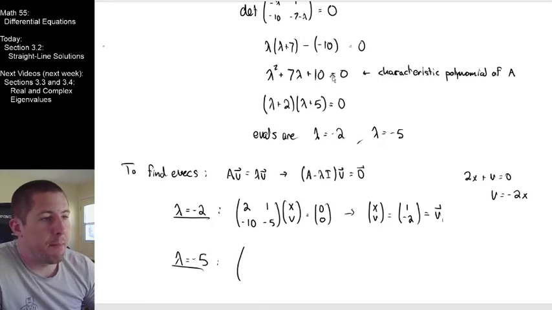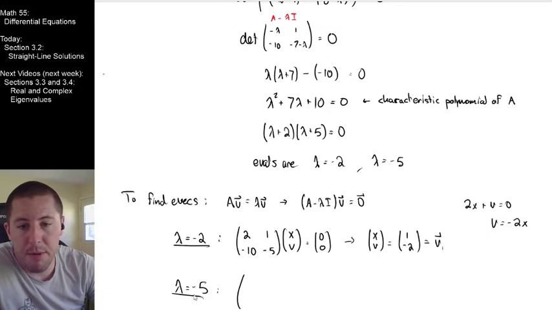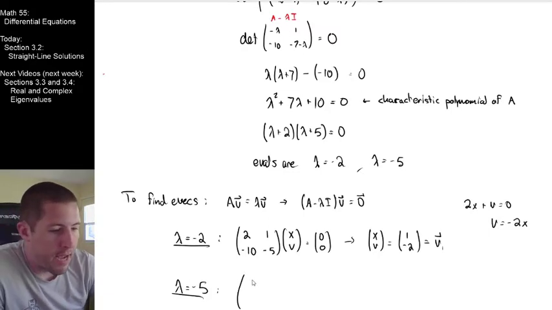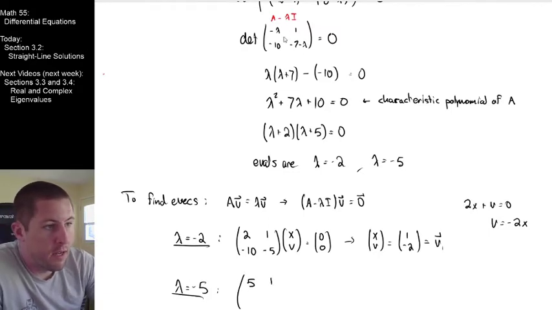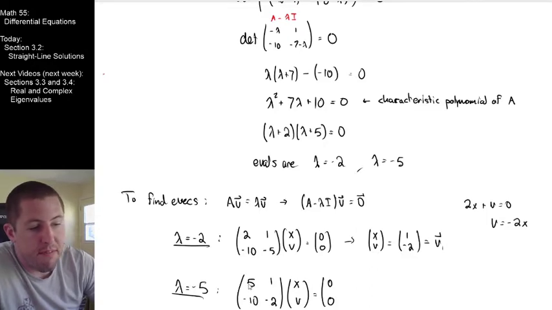Again, I'm just copying from my A minus lambda I matrix up there. Lambda is -5, so we're going to get a +5, a +1. I'm going to get a -10. And if lambda is -5, well, I'm going to get a -2 down here. Once again, I know I'm on the right track because these are two redundant equations. This is the equation 5x plus v equals 0. This is the equation -10x minus 2v equals 0.